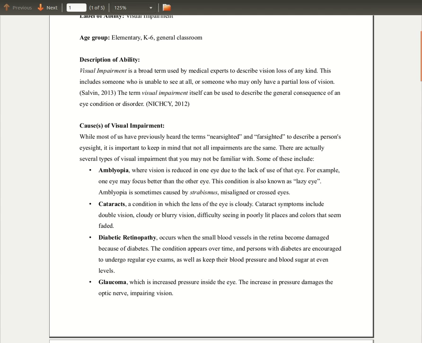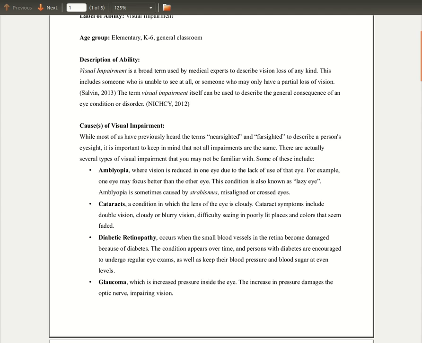Cataracts are also a condition that would cause an eye impairment. It's where the lens of the eye is cloudy. Cataract symptoms would include double vision, cloudy or blurry vision, also difficulty seeing in poorly lit places, and colors that would seem faded.